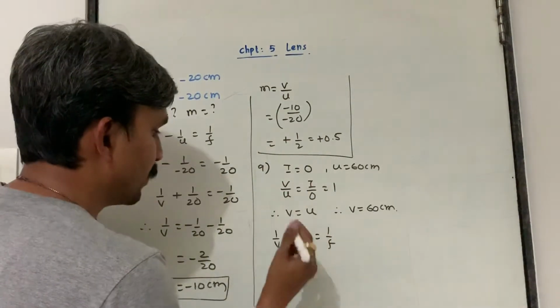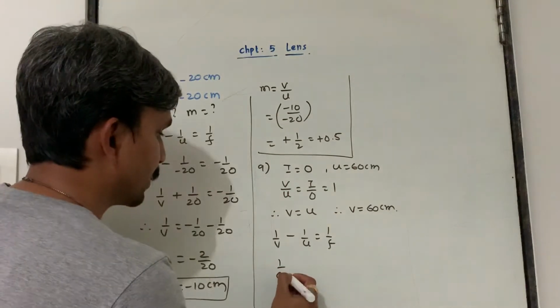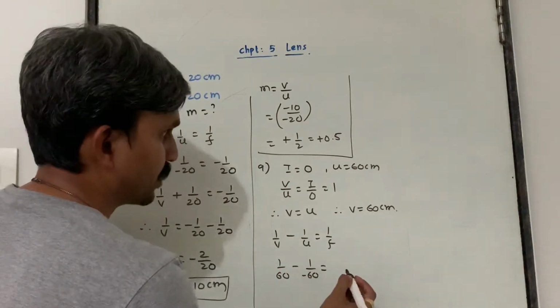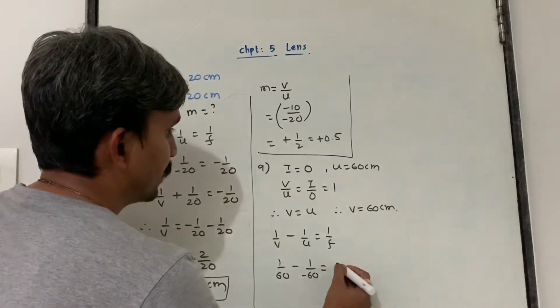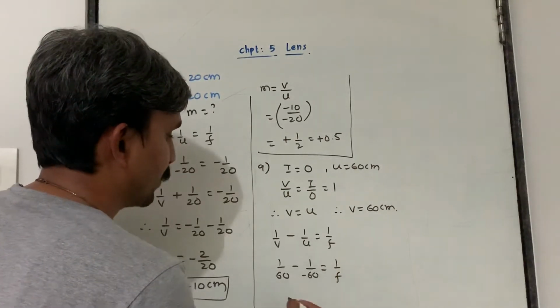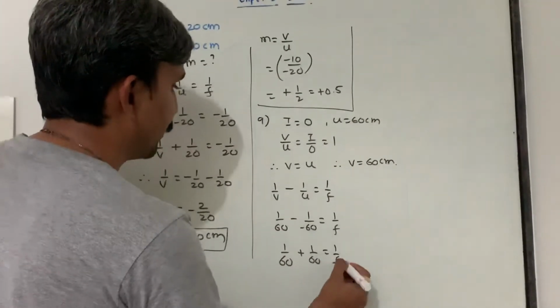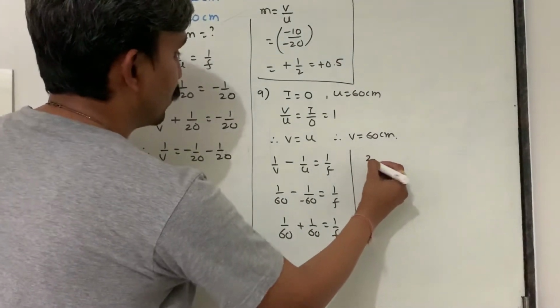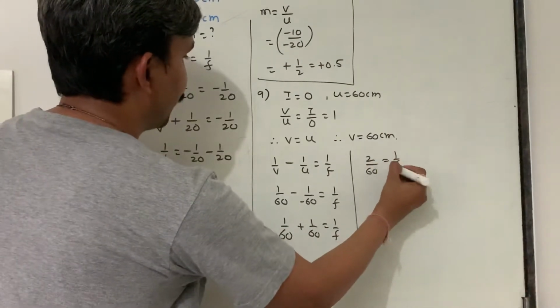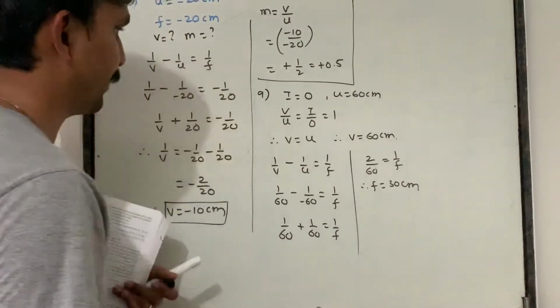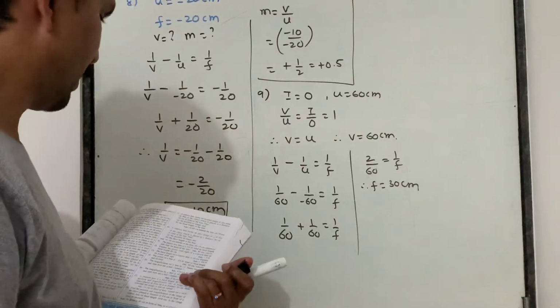Now can I use your 1 by V, that is 60, minus of this is minus 60 because object distance, right, is equal to this is 1 by F. So this is 1 by 60 plus 1 by 60 is 1 by F. So I can write here 2 by 60 is equal to 1 by F. F is equal to 30 centimeter. This is your focal length, right?